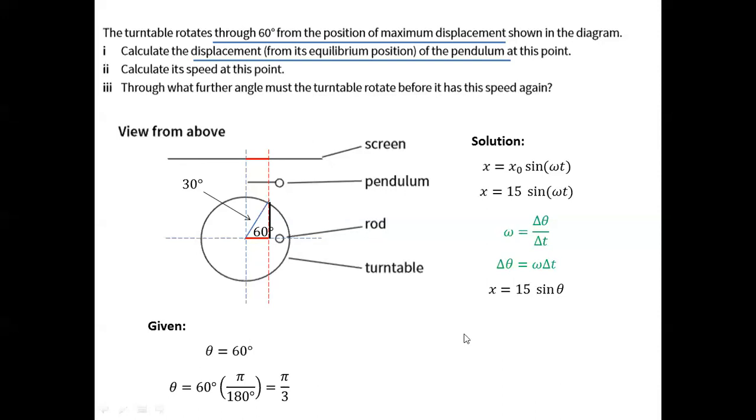Converting 30 degrees into radians, we now have pi over 6. This is the angle that we are using. Substituting that angle, we'll now have x is equal to 7.5 centimeters. That means this displacement corresponds to 7.5 centimeters.